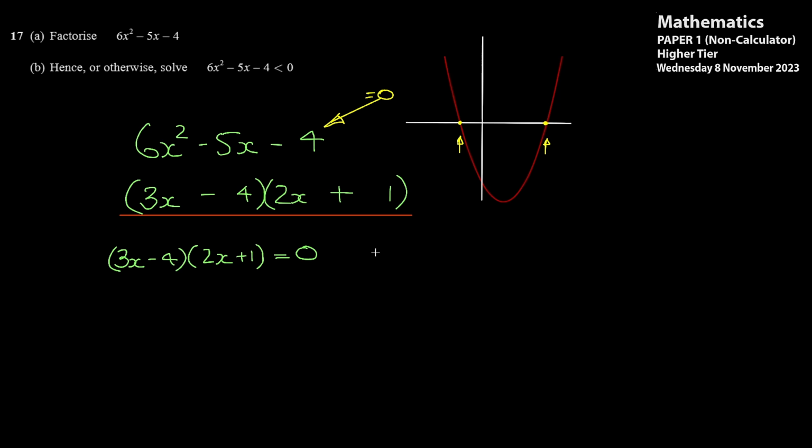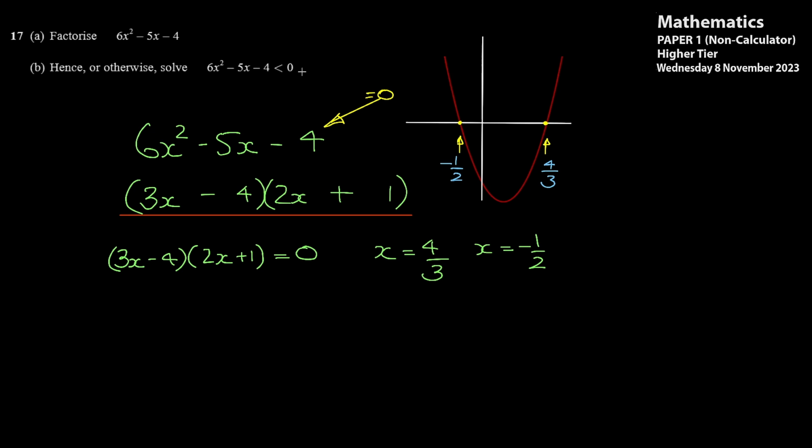If the first term is 0, I get x is equal to 4 over 3. And if the second term is 0, x is equal to negative a half. So this point is negative a half, and this point is 4 over 3.